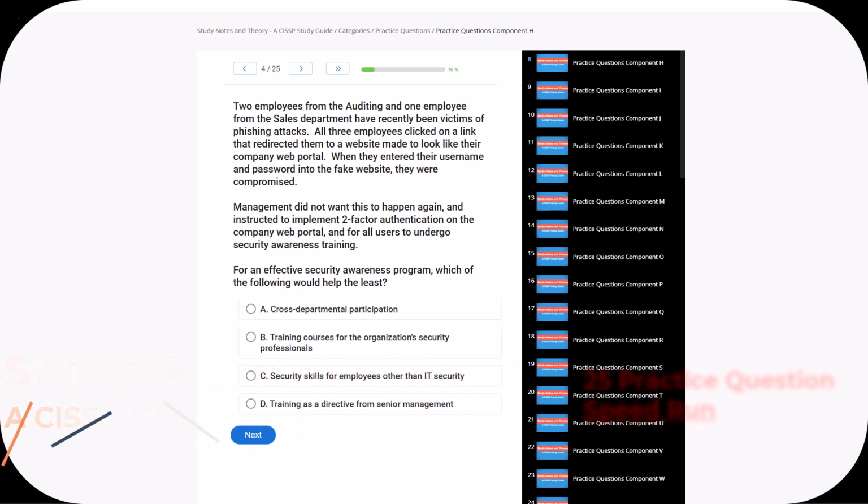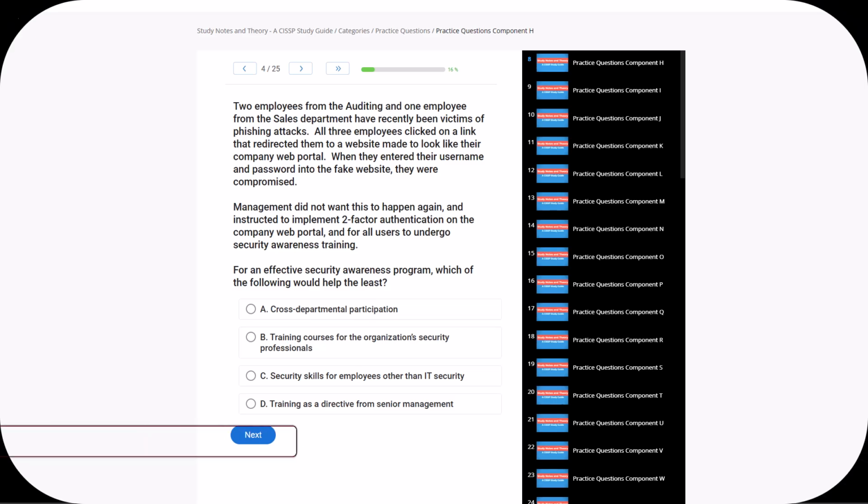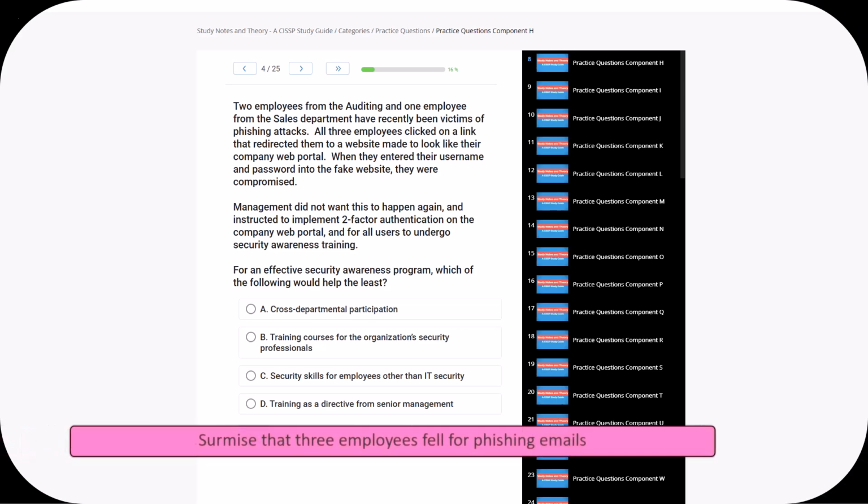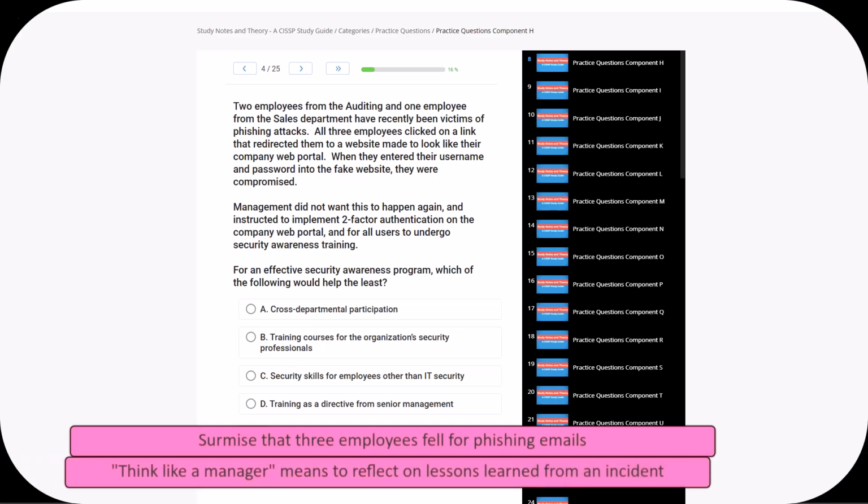For an effective security awareness program, which of the following would help the least? So what happened was employees from 2 different departments were victims of a phishing attack. They clicked on the link, went to the website that looked like their company portal, entered their name, and everything got compromised. And management does not want this to happen again. That's another think-like-a-manager concept, guys. Management does not want the same issue, the same error, the same compromise to happen over and over again.